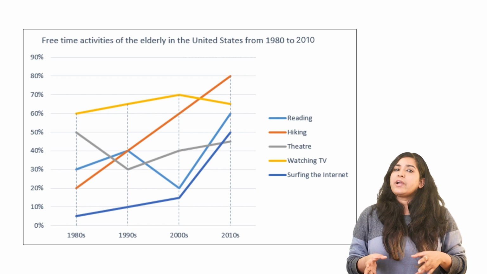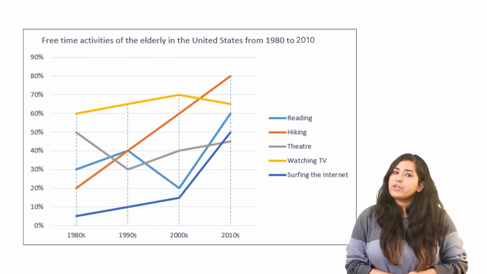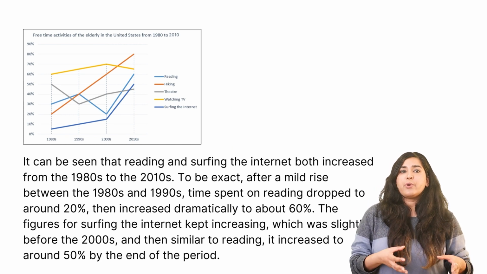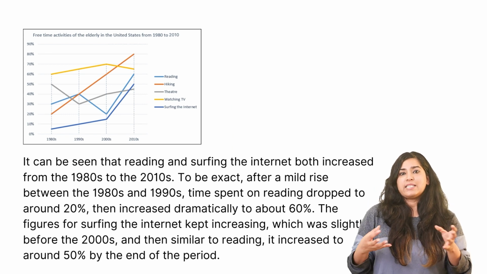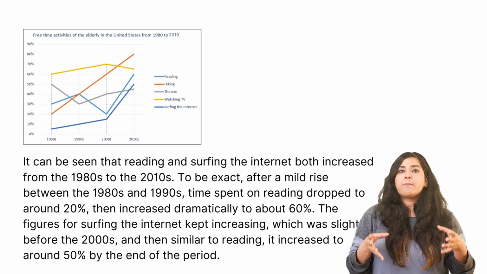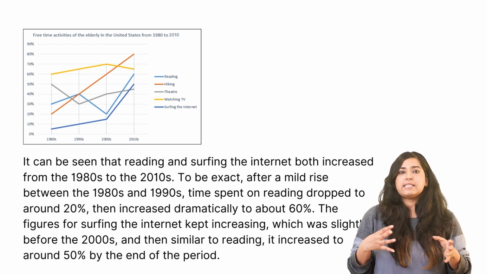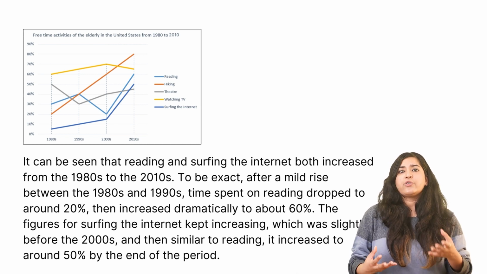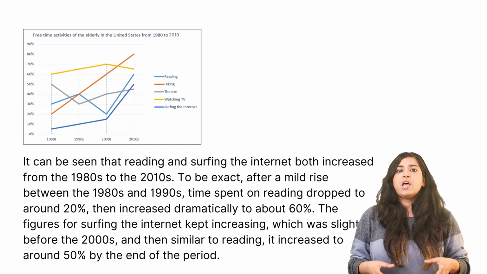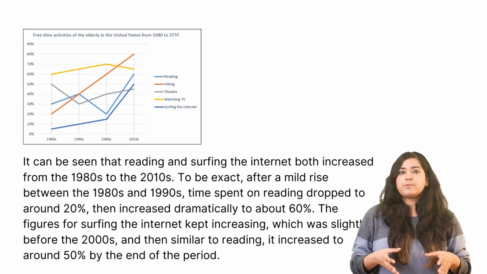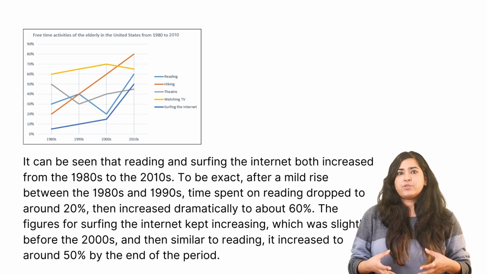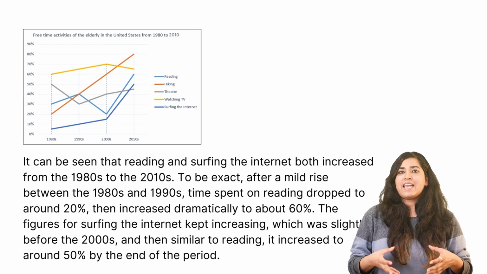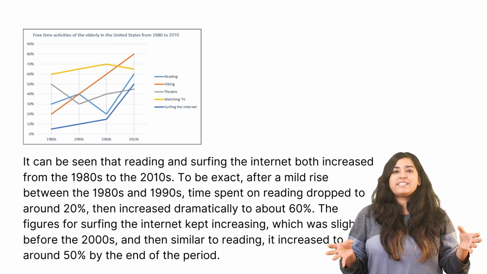Let's move on to detailed paragraph number 2. Let's look at the other key features. It can be seen that reading and surfing the internet both increased from the 1980s to 2010s. To be exact, after a mild rise between the 1980s and 1990s, time spent on reading dropped to around 20%, then increased dramatically to about 60%. The figures for surfing the internet kept increasing, which was slightly before the 2000s. And then, similar to reading, it increased to around 50% by the end of the period. Let's put this together, shall we?